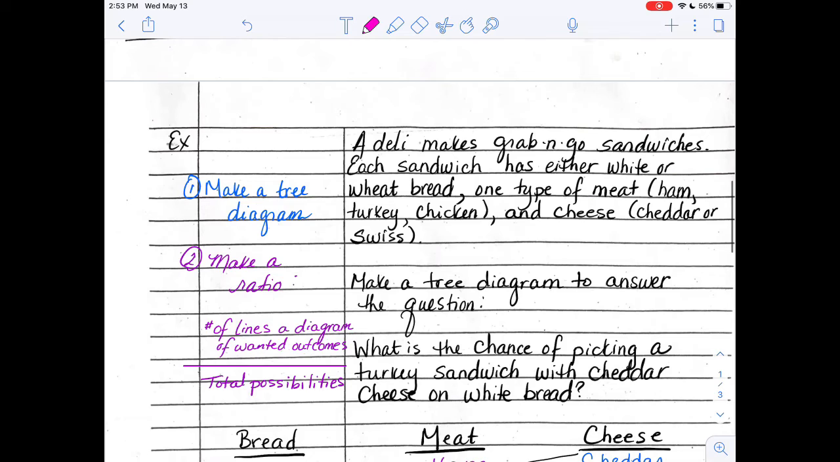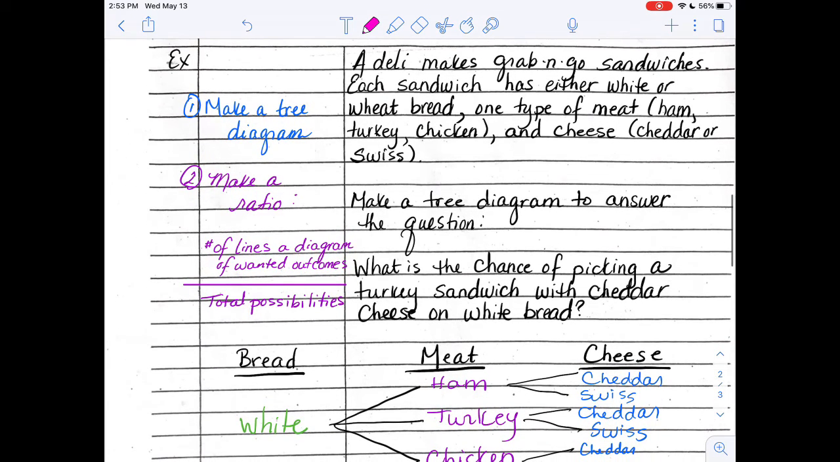When I look at this next example, I'm looking at another different kind of either compound or single event, but looking directly at a tree diagram. So if I had a deli that made these grab-and-go sandwiches, and every sandwich either had white or wheat bread, had a type of meat, ham, turkey, or chicken, had a cheese on it, either cheddar or Swiss, and I said, what's the chance when I ran in that store and just grabbed a sandwich without looking, I'm going to get a turkey sandwich with cheddar cheese on white bread.